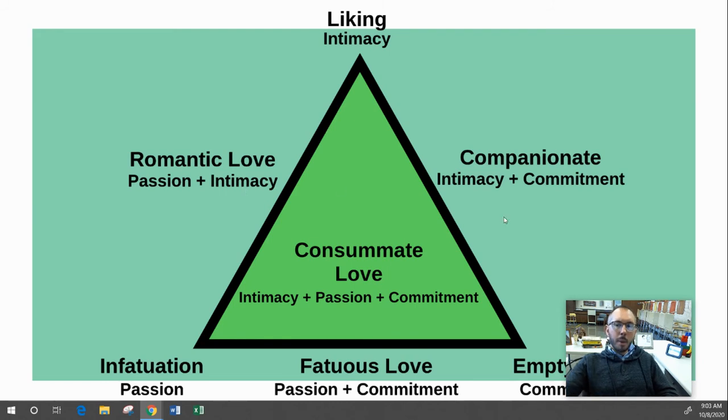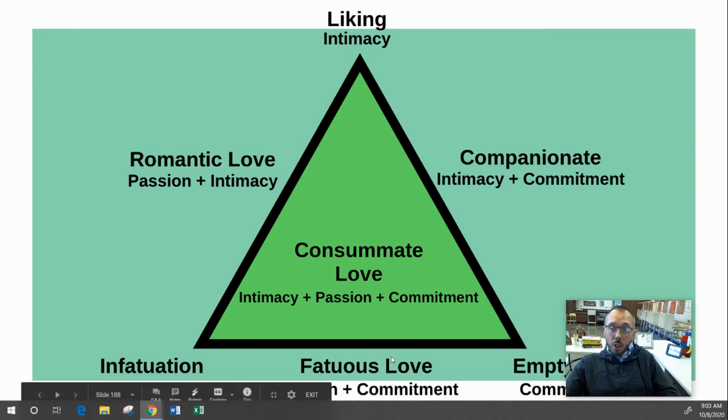Over in companionate love, that's the exact opposite here. We do have the intimacy. So we're very, very close in a friendship way. We're committed to staying with the person, but there's no sex, there's no passion in the relationship. That is kind of petered off. This is typically seen in long-term marriages where it's more of a business relationship. They're very close, they're very tied to goals, but the passion has gone away.